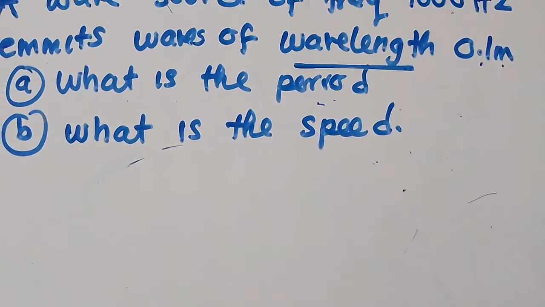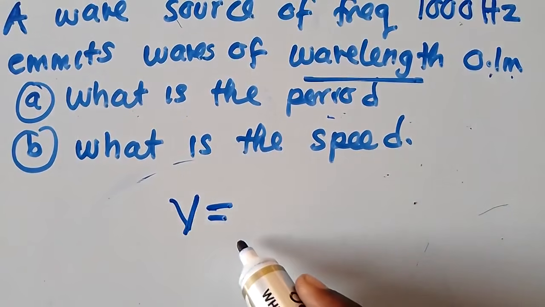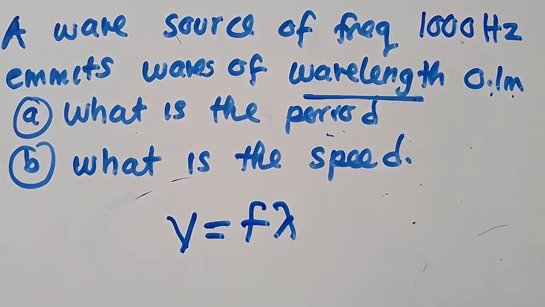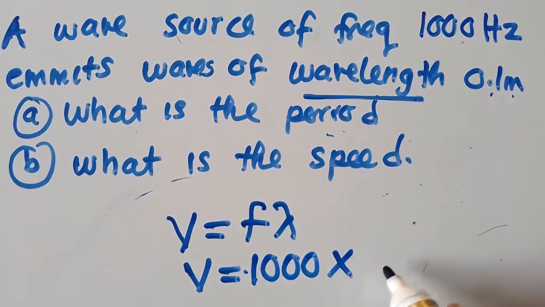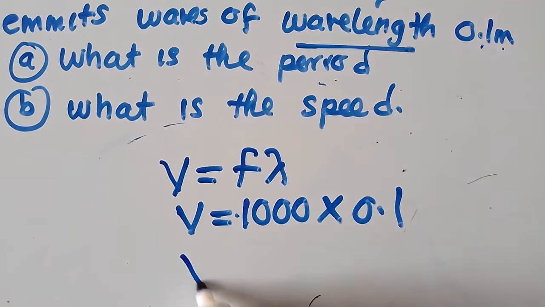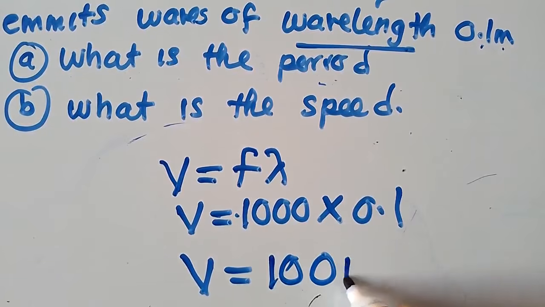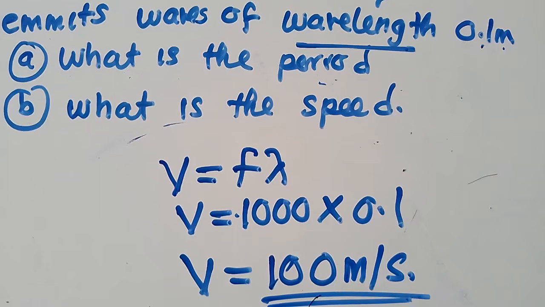So we are having 1000. Speed is equal to frequency times lambda, which is equal to, what is your frequency? 1000 times, what is your lambda? 0.1. When you multiply these two, what answer are you going to get? The answer will be 100 meters per second. This is how we get to understand the wave motion. So make sure you understand this and get the necessary concept.